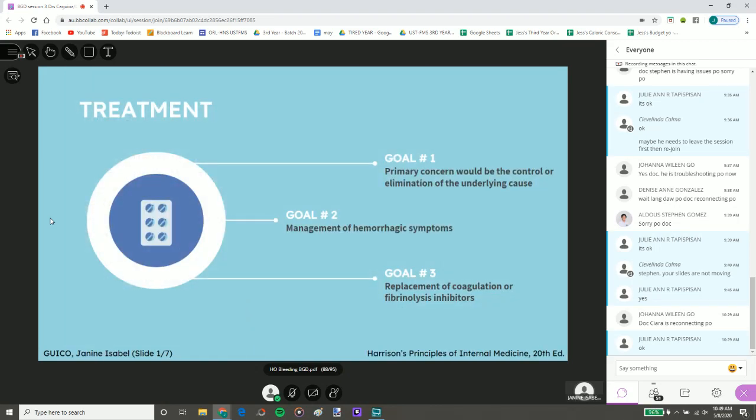According to Harris, the morbidity and mortality associated with DIC are primarily related to the underlying disease rather than to the complications of DIC. Therefore, the primary goal of treatment would be the control or elimination of the underlying cause. Next, patients with severe DIC require control of hemodynamic parameters. So, if indicated, the next steps in the management would be to manage the hemorrhagic symptoms or the replacement of coagulation or fibrinolysis inhibitors.